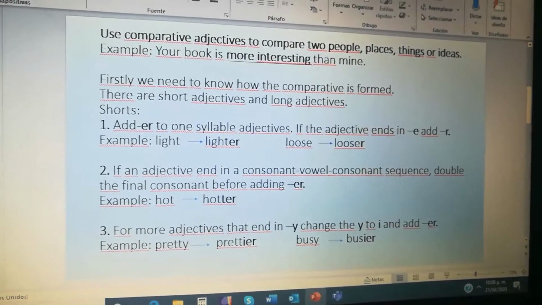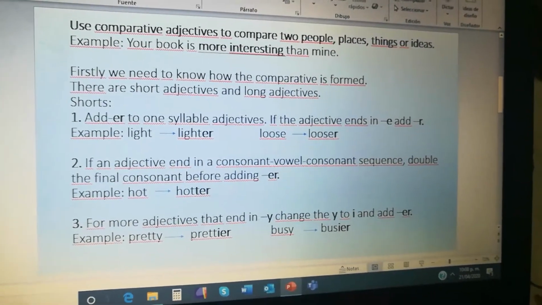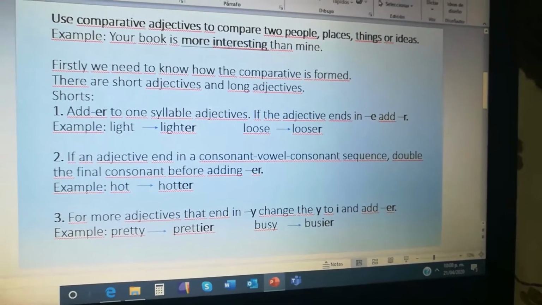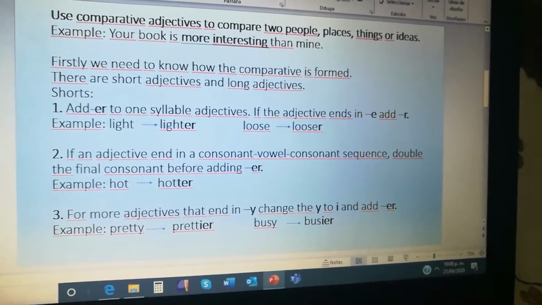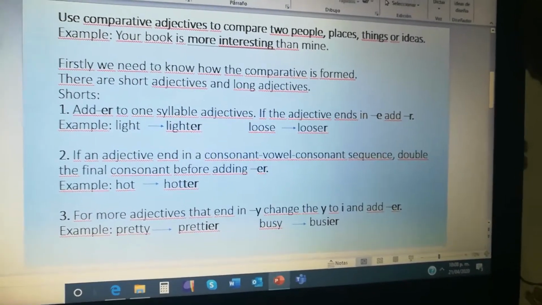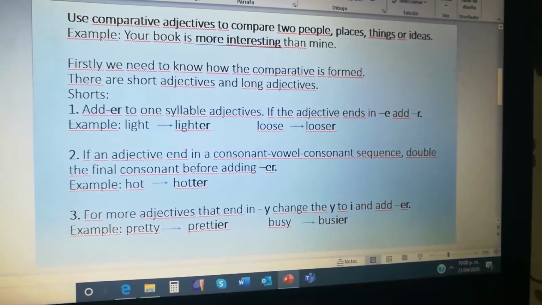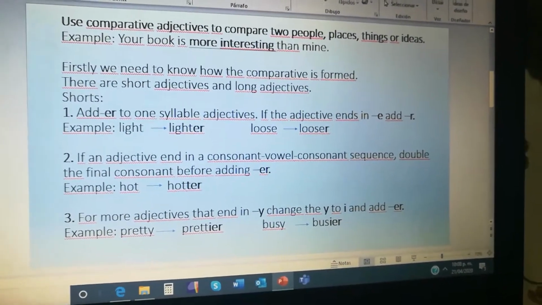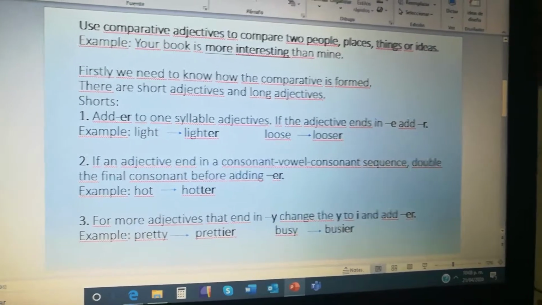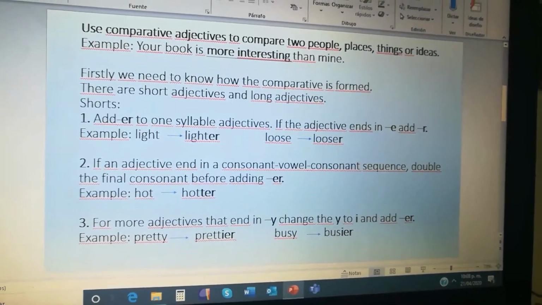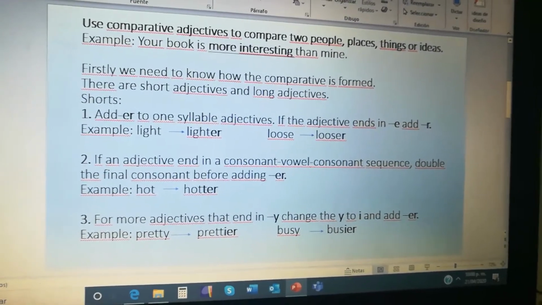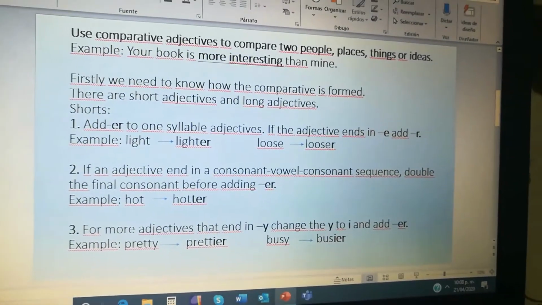If the adjective ends in a consonant-vowel-consonant sequence, double the final consonant before adding -er. For example, hot: H-O-T, so consonant, vowel, consonant. You need to double the last consonant, T. So the comparative form for hot is hotter.